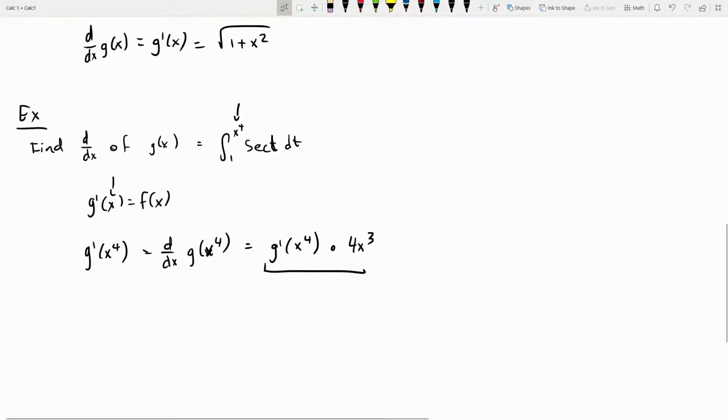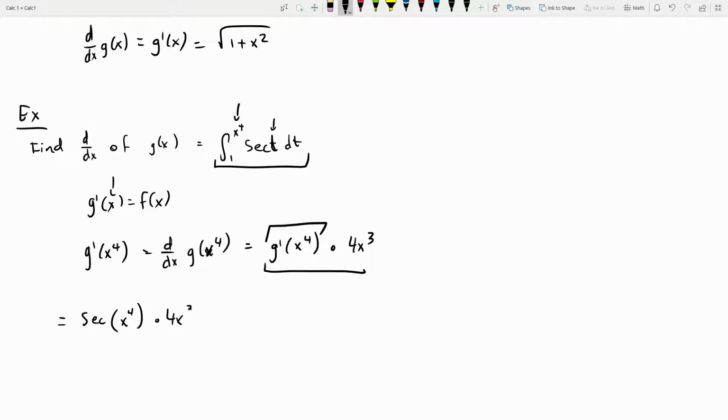This is what we're going to need to apply, right? And now we know what this is here. We know what this is, and we just have to use the fundamental theorem of calculus and basically plug x^4 into here. Now we're going to simplify this. The first term is going to be secant of x^4 times 4x^3. And there you go. There is our derivative, and we've solved it.